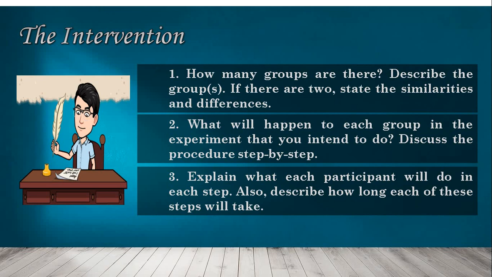So, for example, doon sa previous lesson natin about doon sa steroid, so merong dalawang lalaki na mag-take ng steroid, while yung dalawa naman ay hindi. So, yun yung experimental group at control group na kailangan natin i-explain, at kung ano yung mangyayari doon sa dalawang group na iyon.